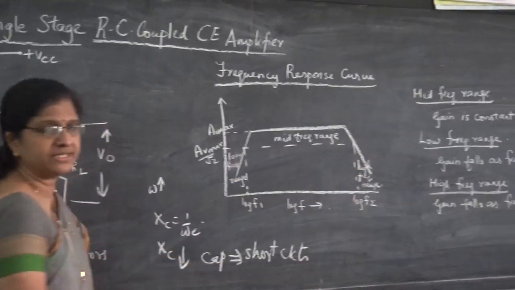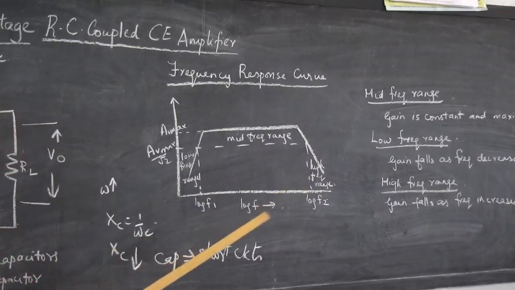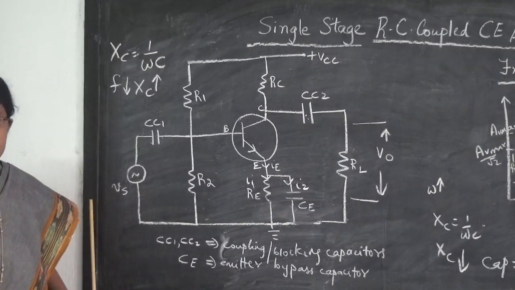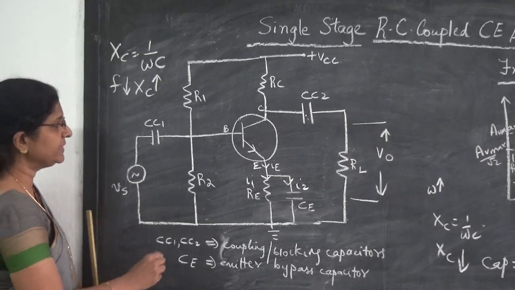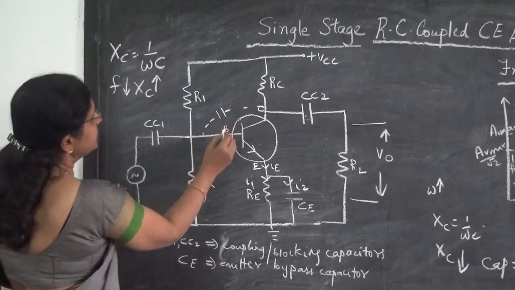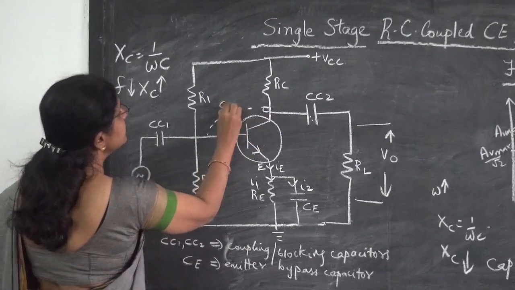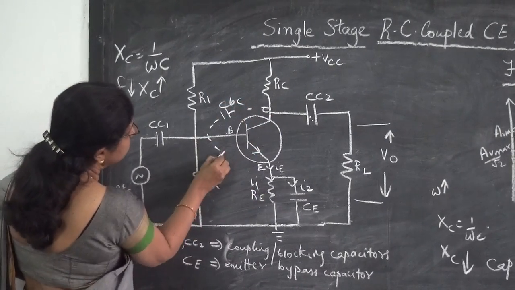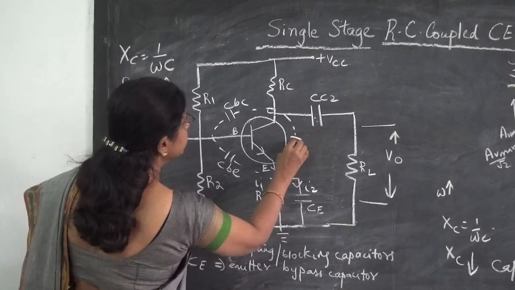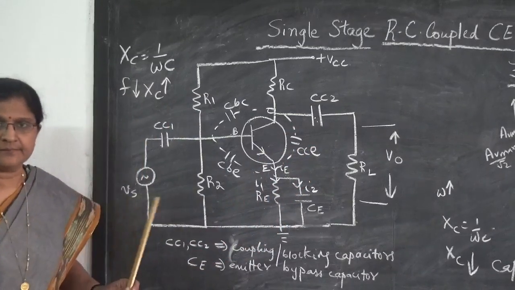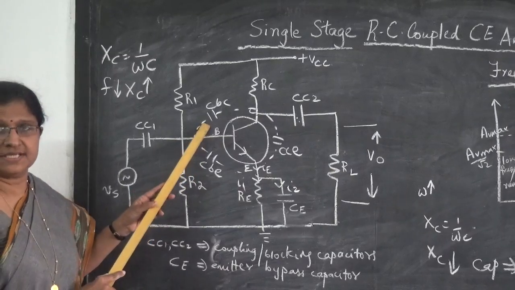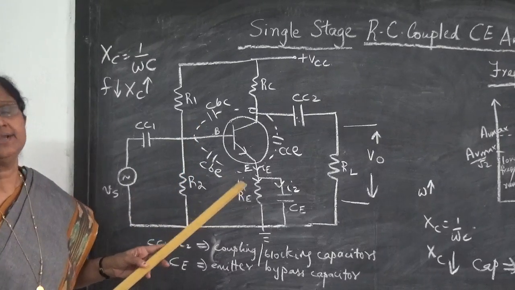Now coming to the high frequency range, at extremely high frequencies, these capacitors should again behave like short circuits, but some other factors come into play now. At very high frequencies, there are inter-electrode capacitors. The capacitance between base and collector, we call CBC. Between base and emitter, we call it CBE. And between collector and emitter, it is called CCE. These capacitors are not physically present in the device, but they are inherently present. They come into play only at very high frequencies.